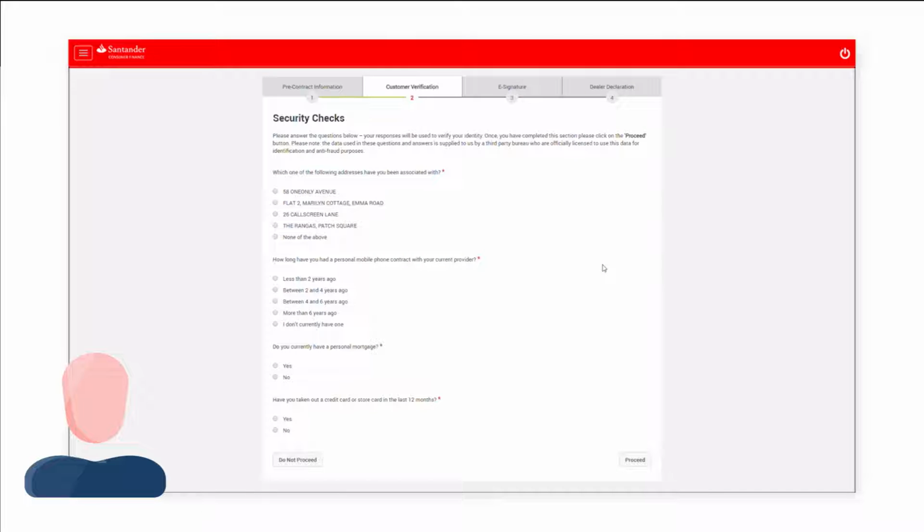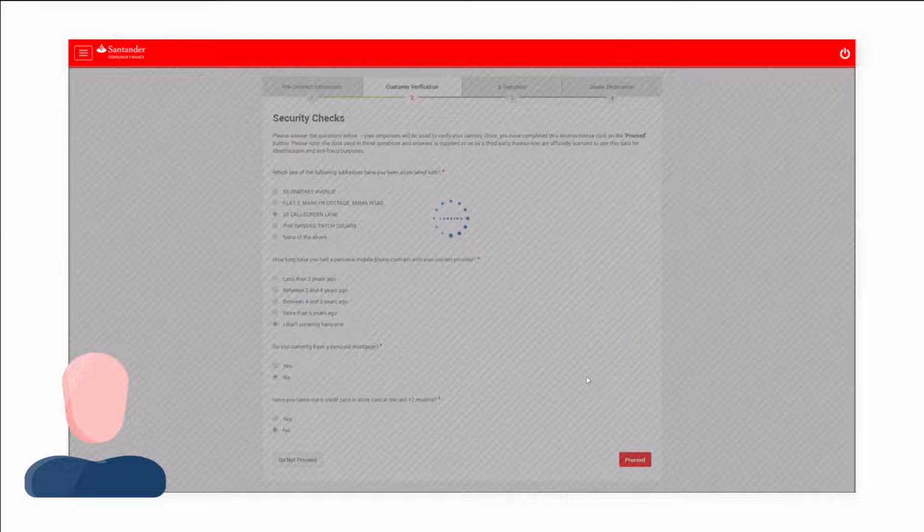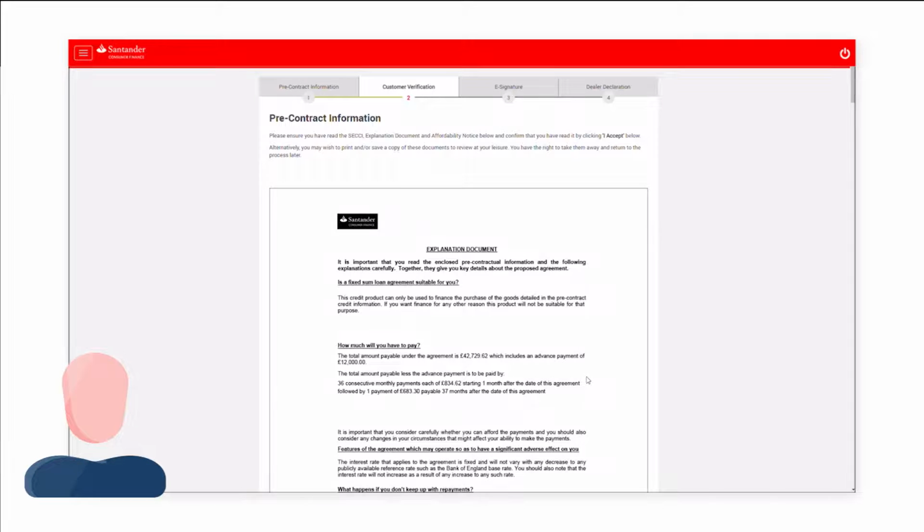The next step in the journey is the customer verification process. Knowledge-based security checks are used to verify that the customer is genuinely the person they say they are. The specific questions shown are determined by the information held on the customer in the customer's credit portfolio. The customer must answer at least 3 out of 4 questions correctly to proceed.